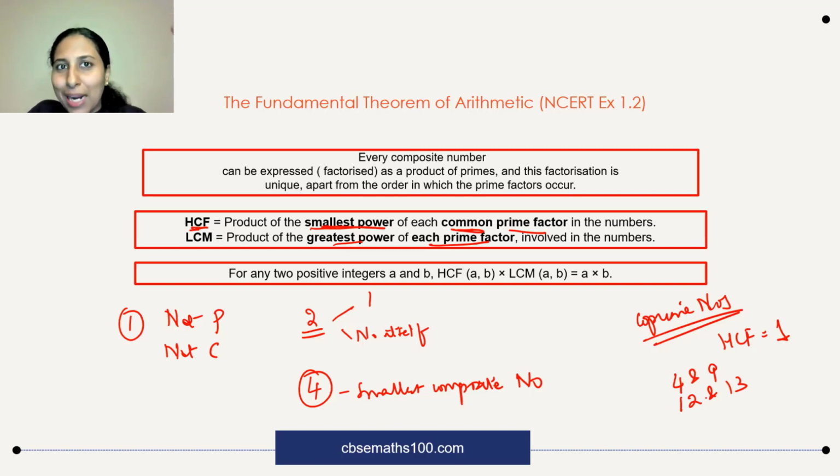Both of them don't have to be prime here. It just means the highest common factor of both is 1. And what will be the LCM of co-prime numbers? The LCM of co-prime numbers would be just the product of the two numbers. So if you wanted to find LCM of 4 and 9, just 4 into 9. LCM of 12 and 13, just 12 into 13. This is the concept behind the fundamental theorem of arithmetic.